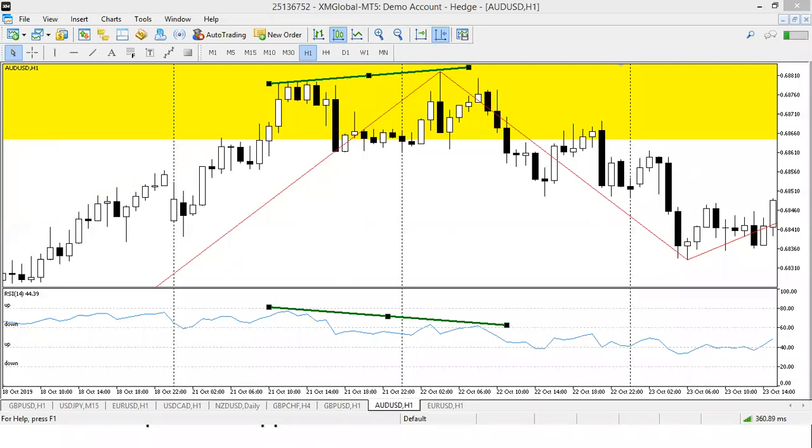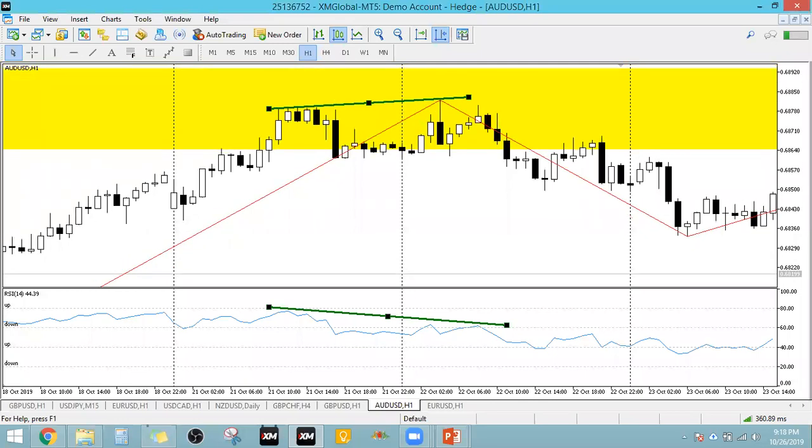And with that, that's already a premise. Number one, nasa resistance ka na. Pwede na mag-reverse yung market. No? Number two, binigyan ka na ng divergence. No? Kumbaga parang double confirmation na siya na pwede ka na pumasok. Okay? So, paano ka papasok ngayon?